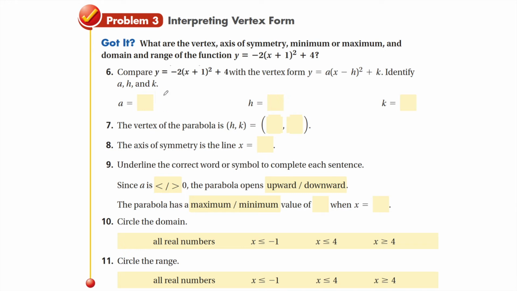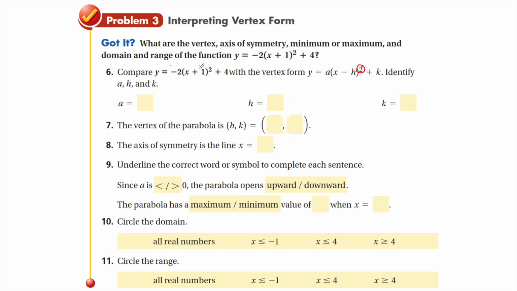Problem number 3, interpreting vertex form. What are the vertex, axis of symmetry, minimum and maximum, and the domain and range of this function given right here? Well, if we were to compare y equals negative 2 times x plus 1 squared plus 4 with the vertex form, which is given right here, which should also look very, very familiar, the only difference, of course, having that square up in the top right corner, identify the a, h, and k.